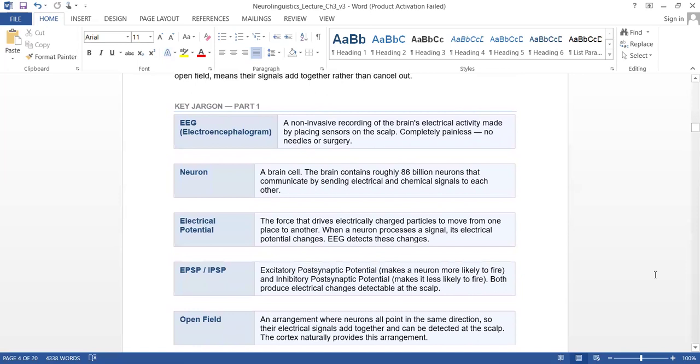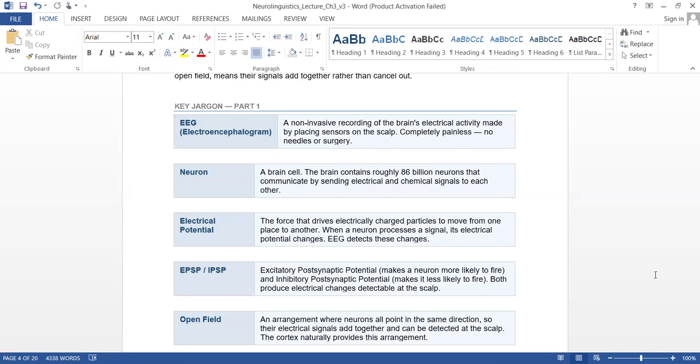Now, here are some key jargons which are usually used here. First one is electroencephalogram, a non-invasive recording of the brain's electrical activity made by placing sensors on the scalp. And if you are not aware of that EEG thing, you can look at the images there, right? You can Google the images. So these are actually electrodes put on your head to see the brain activity.